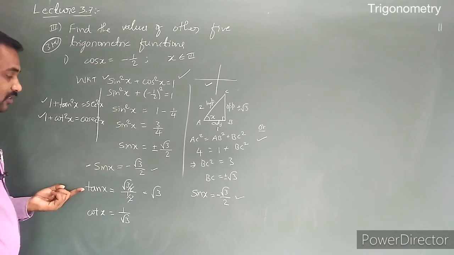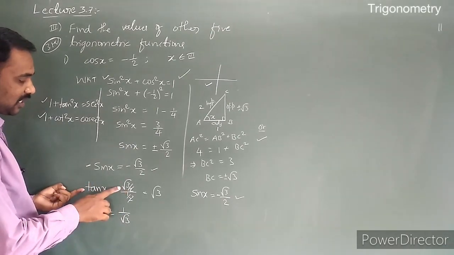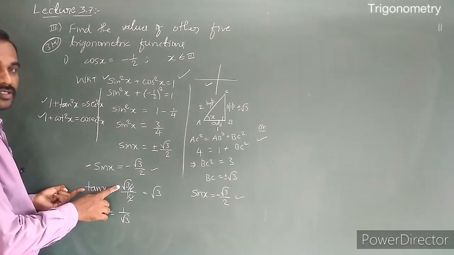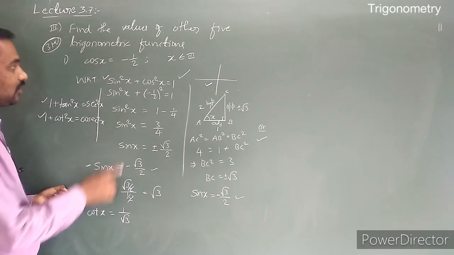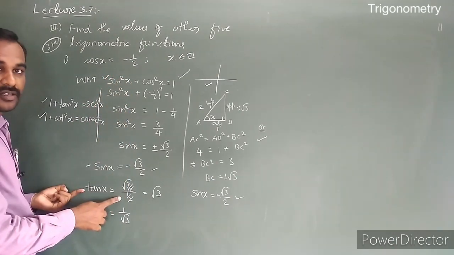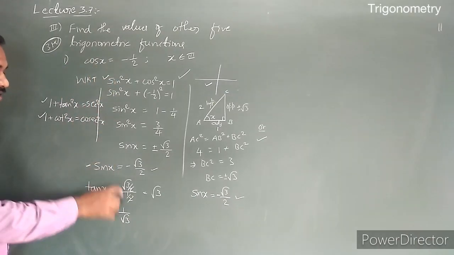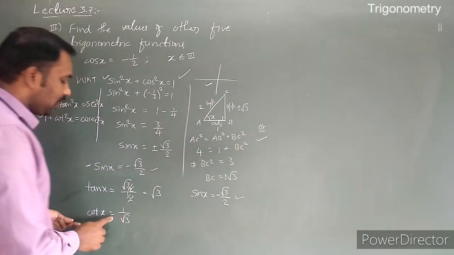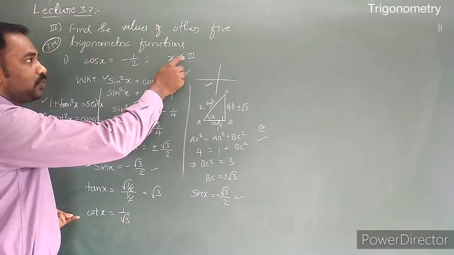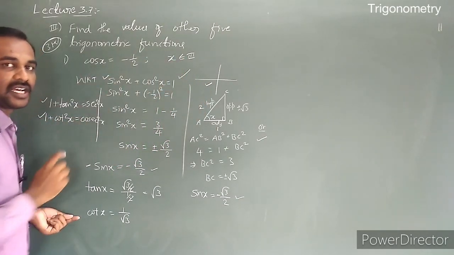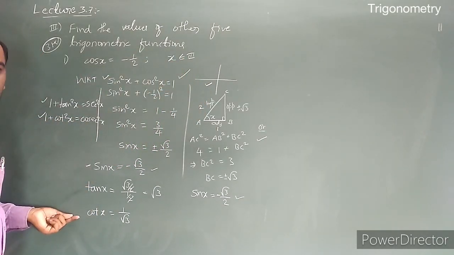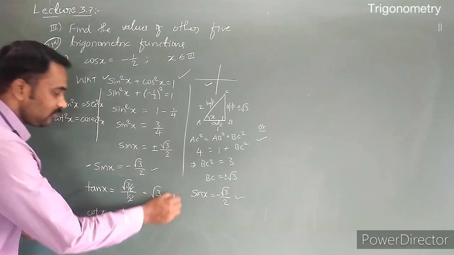Here you might have a doubt. For sin x, I just took only the positive value instead of the negative value. For cos x, instead of taking the negative value, I just considered the positive value. Leave the sign aside; you just write the value. After writing the value, you can cross check in which quadrant the angle is present. Based on that, you have to change the sign.